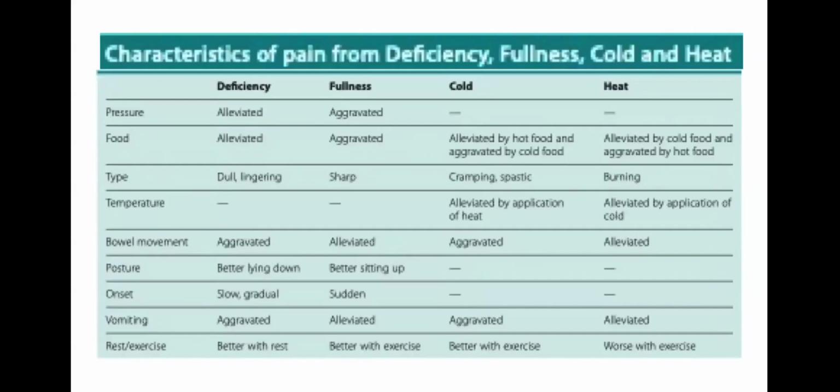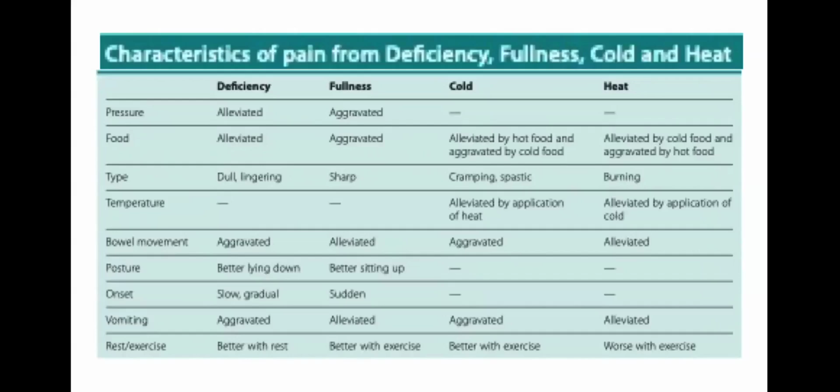So the type of pain, if it is due to deficiency, is dull or lingering pain. If due to fullness, it is sharp. If cold, it's cramping, spastic. Heat, burning. Temperature: the pain due to cold, if you apply heat, the pain will be alleviated. And pain due to heat, applying cold would alleviate pain.